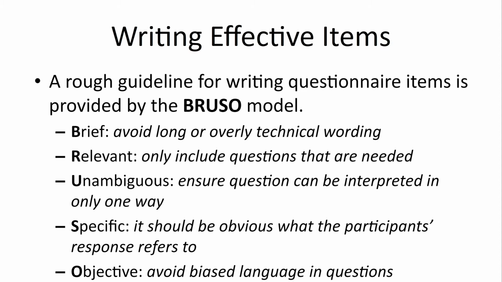S stands for specific. So this refers to the participant's response options. It should be very obvious to the participant what their responses are referring to. You don't want there to be any uncertainty there. And then O stands for objective. You want to try to avoid any kind of biased language or format in your questions and answer options. You don't want to subtly push the participants in one direction or the other. You want them to give an honest response.